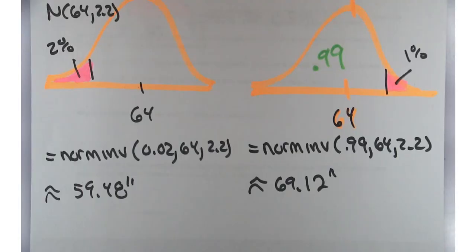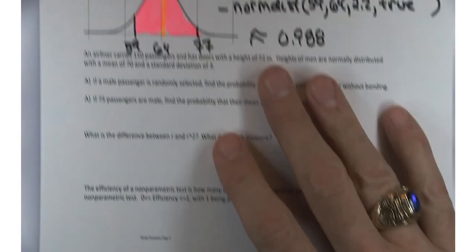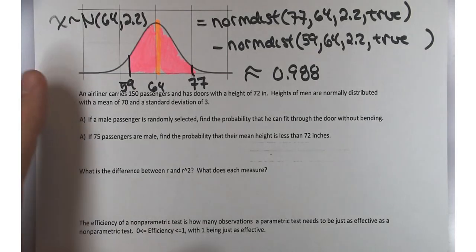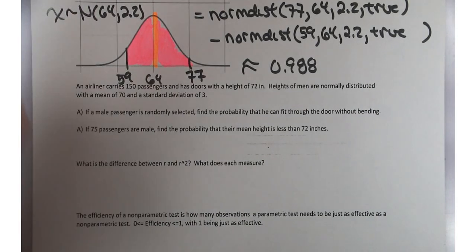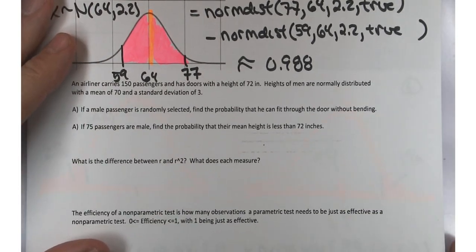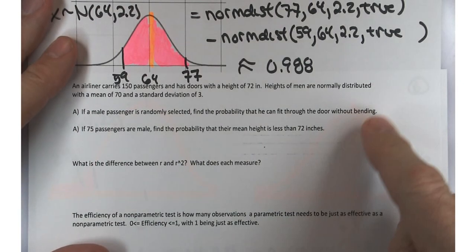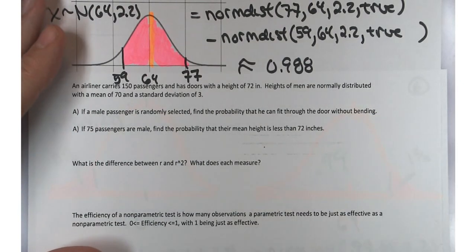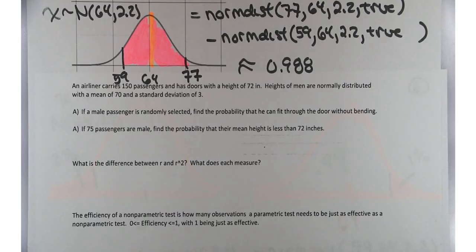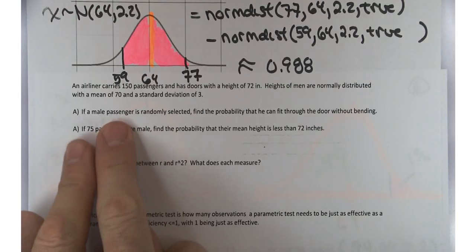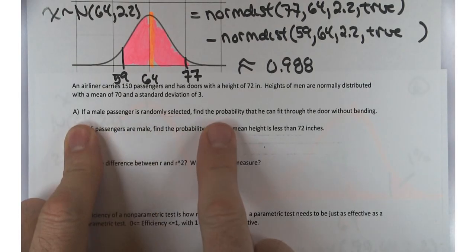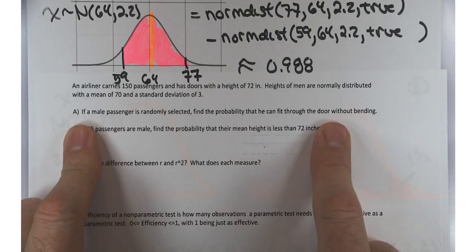So what's that got to do with this next problem? Well, let's take a look at it. There are 2 parts, and you should expect 2 parts on your exam. The first one's worth 4 points, the second one's worth 6 points. An airliner carries 150 passengers and has doors with a height of 72 inches. Heights of men are normally distributed with a mean of 70 and a standard deviation of 3. If a male passenger is randomly selected, find the probability that he can fit through the door without bending.